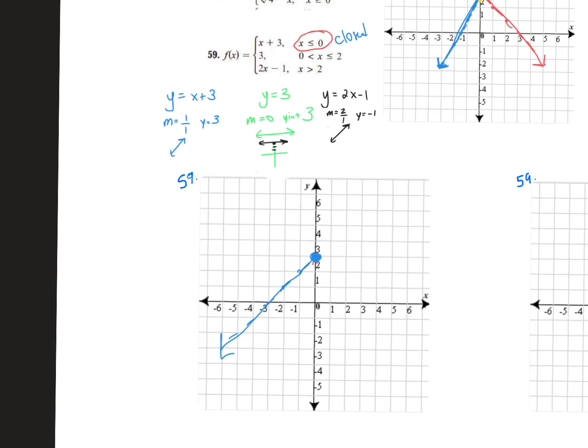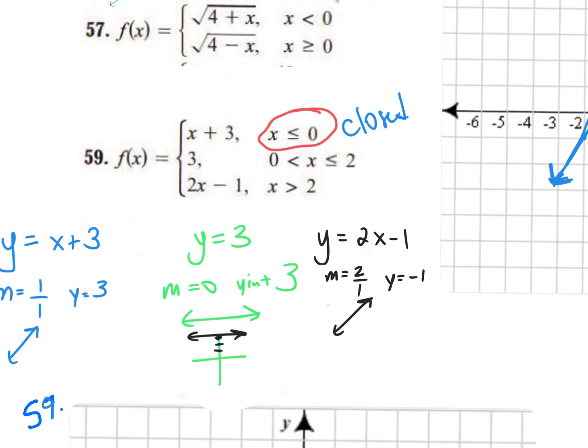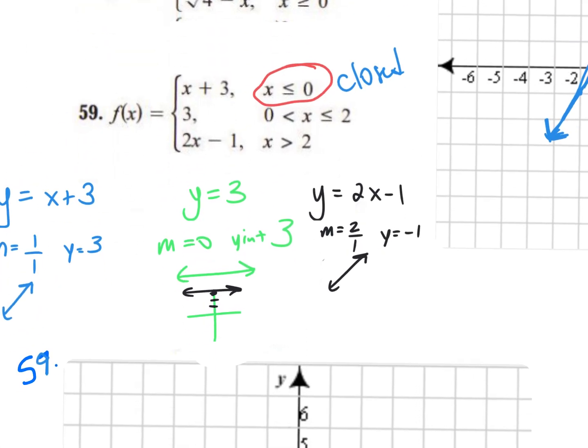All right, let's look at the next one. y equals 3. That's an easy one. Where is y equals 3? It's a horizontal line at 3. Okay, good deal. Now, where am I drawing my vertical line? Or lines? At 0 and 2.